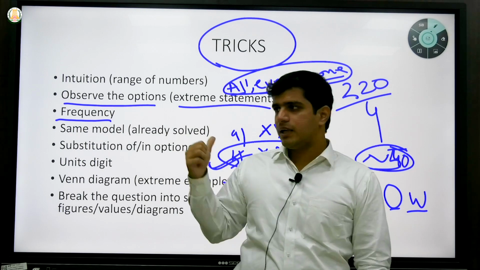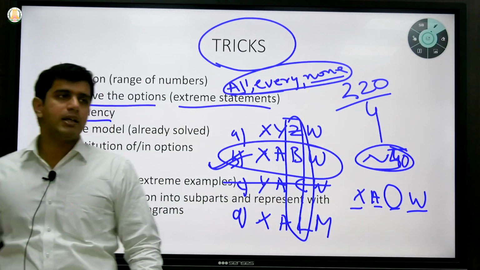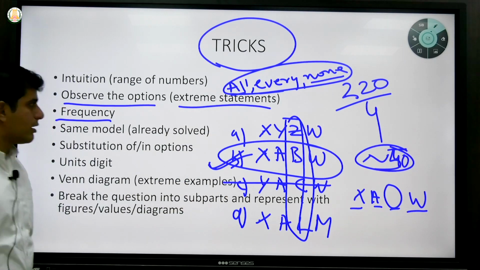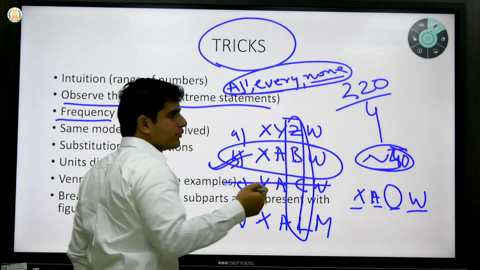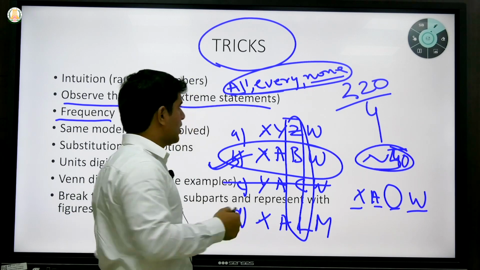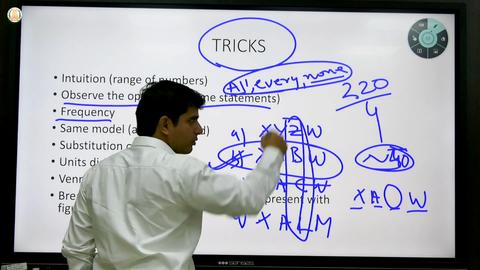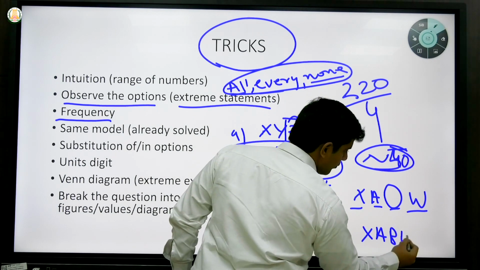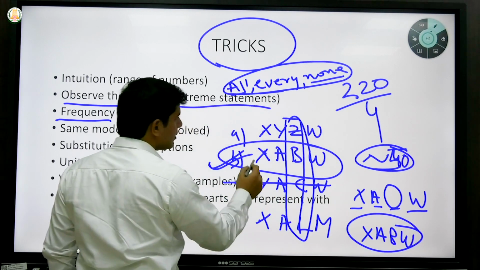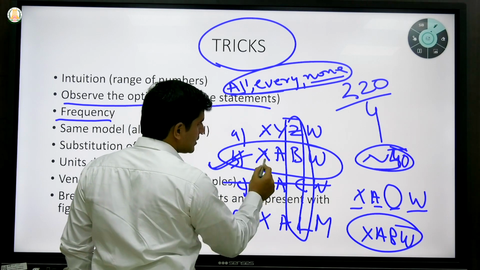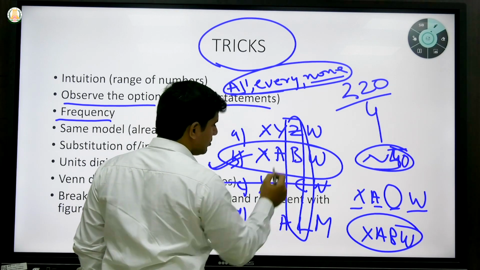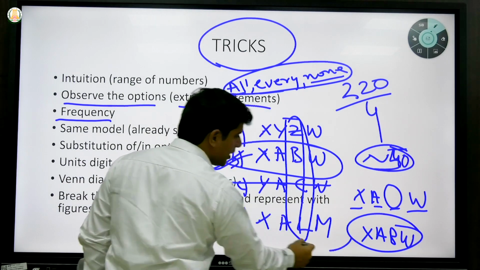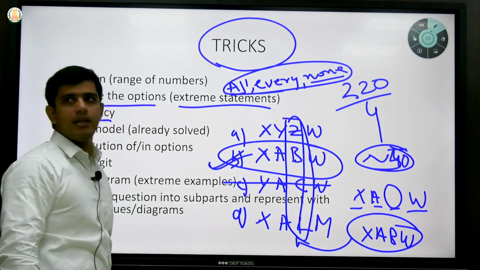While solving, if you find there is no time in the paper, maybe we'll just try it out, you can try this method. You should understand from the examiner's perspective why he gives options like this. Let's say you do all calculations and you get the answer as XABW. Now when you try to answer this, you find that options are very close. Oh, there is XABW here, there is XYZW here, there is XALM here. So you will get confused. In order to confuse you, he gives you close options, very near options.